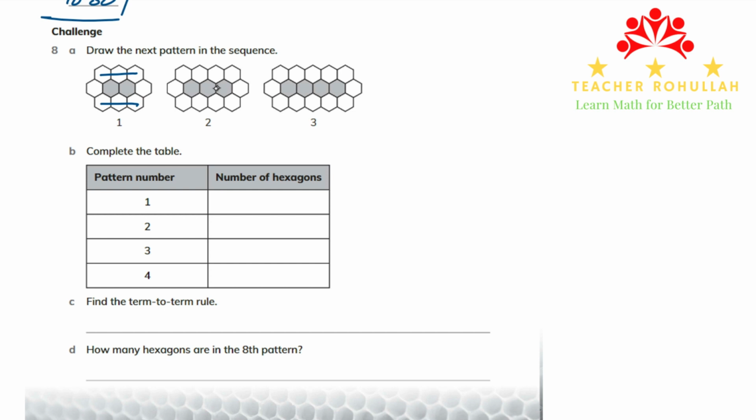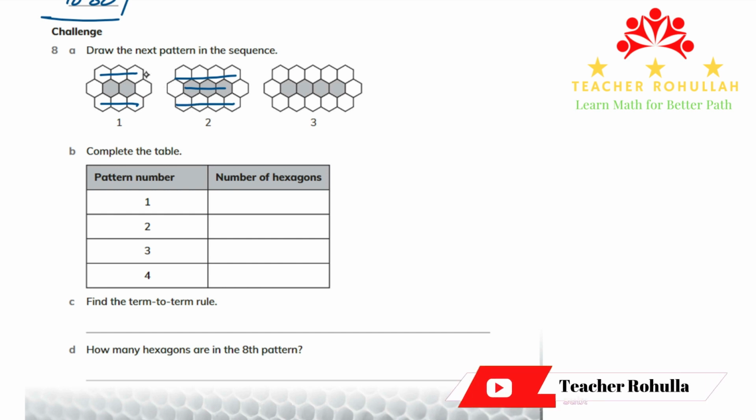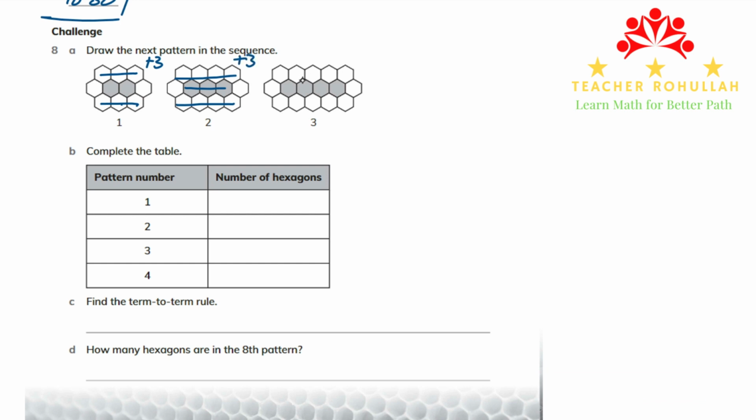Here we have 10. Let's count here. So we have 4 here, 4 here, 8, and 3 here. 8 plus 3 is 11. 11 plus 2 is 12, 13. It means to get from this pattern to this pattern, we have to add 3 hexagons.